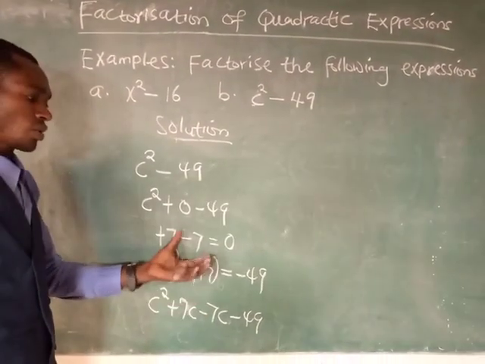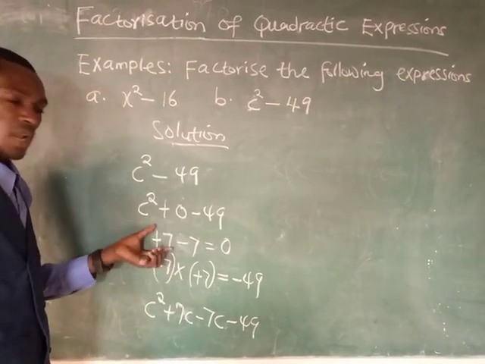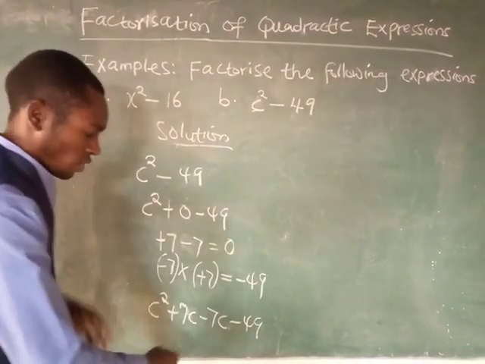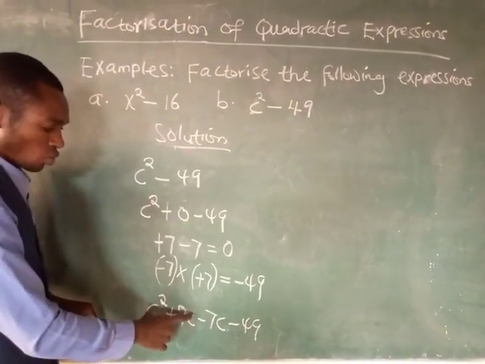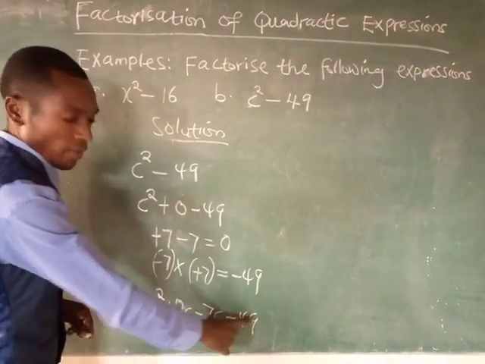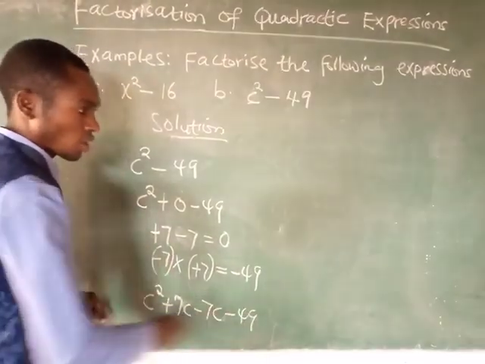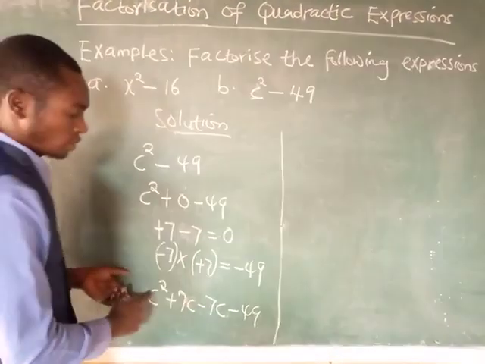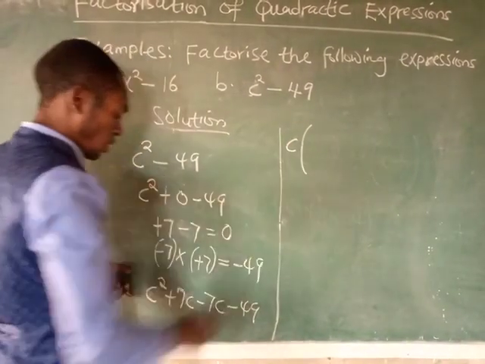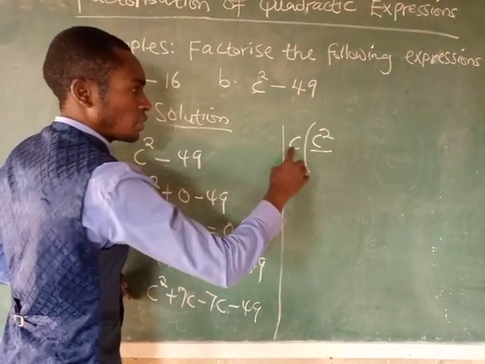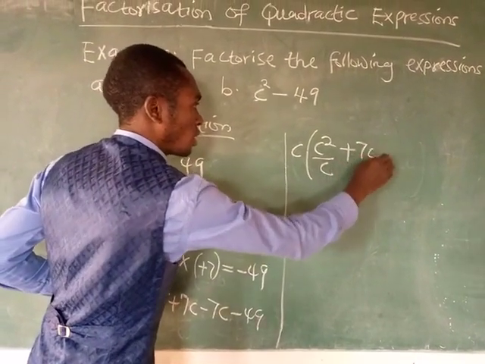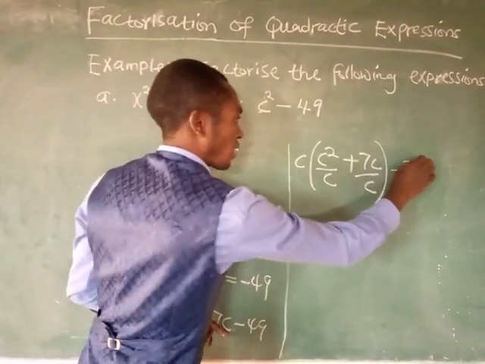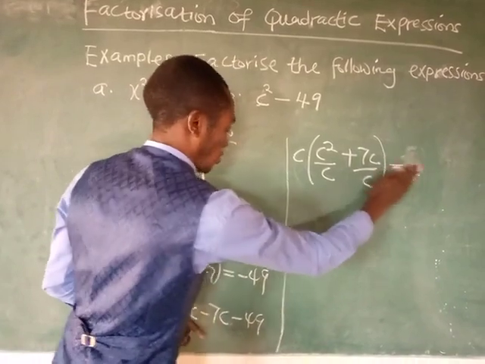Don't forget, whichever one you decide to write first gives you the same thing. If you like, write minus 7 before plus 7, you still get the same answer. Now, after you have done that, you factorize them. To factorize means to look for what is common in the first two terms and what is common in the second two terms. If you do that, you will discover that what is common here is c. So bring out the c, open a bracket, we repeat c squared divided by c, plus 7c over c, which is common.